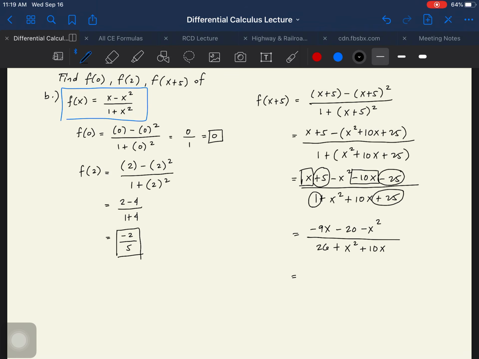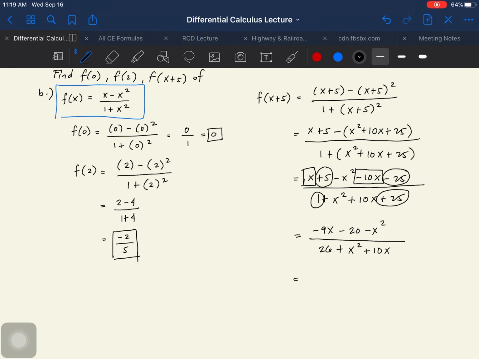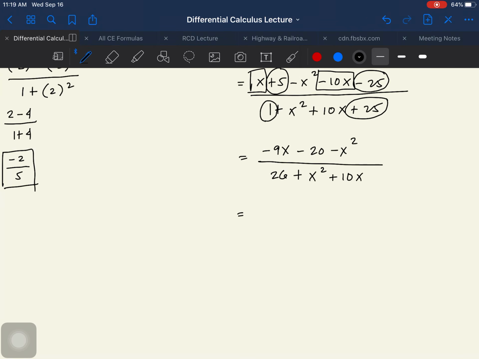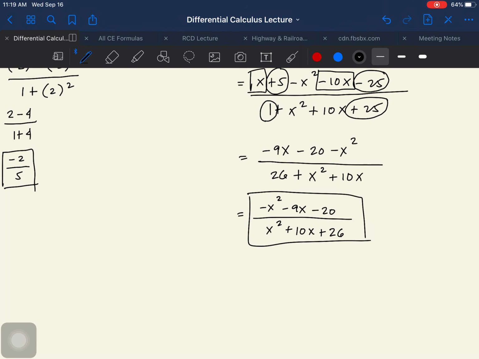Then let's arrange it. Actually, you can have it already as an answer, but some professors or instructors would like a more organized or simplified one. So if ever that is the case, then we have here the numerator is negative x squared minus 9x minus 20, then denominator x squared plus 10x plus 26. Okay, so you can already have this one.